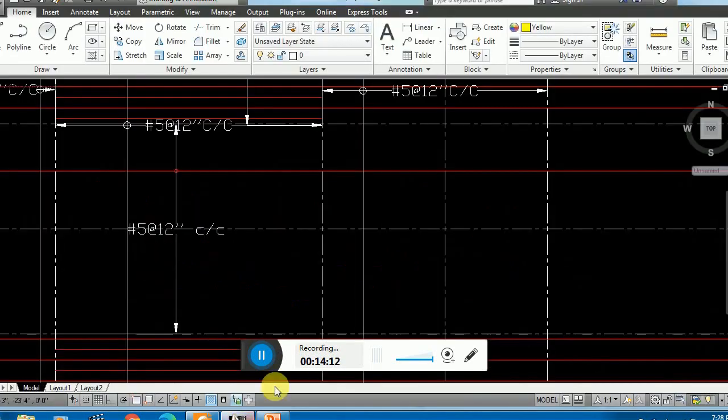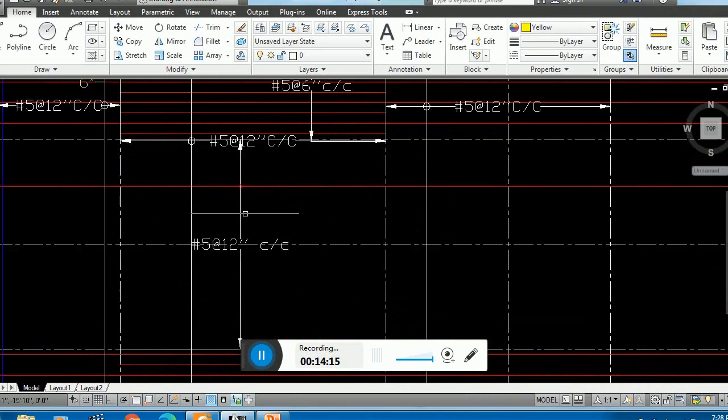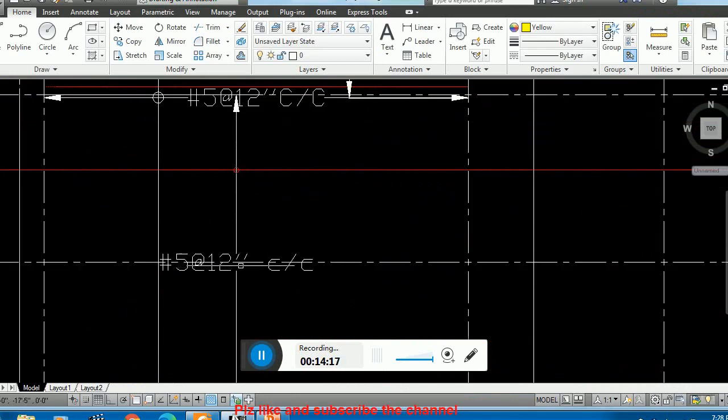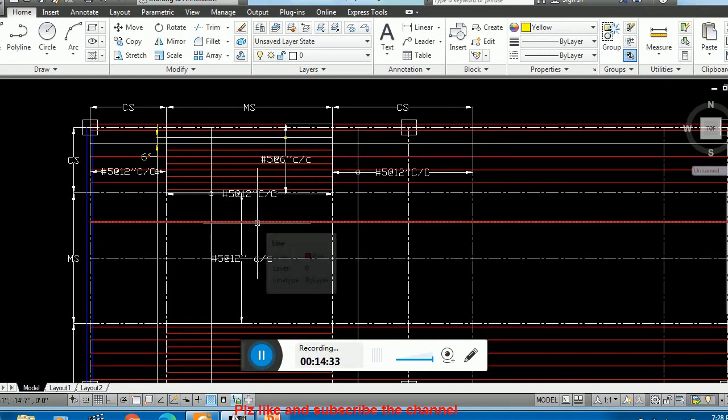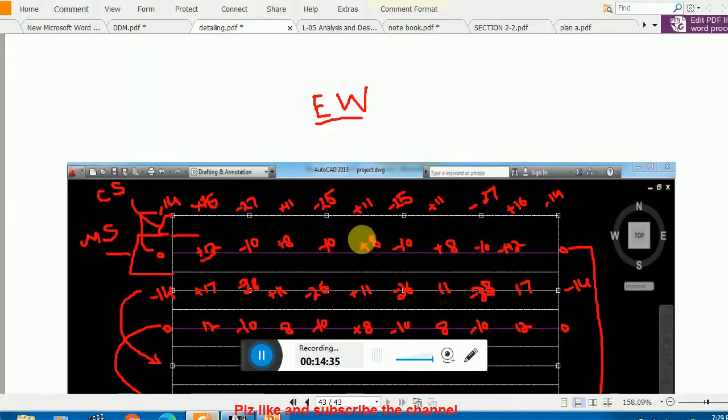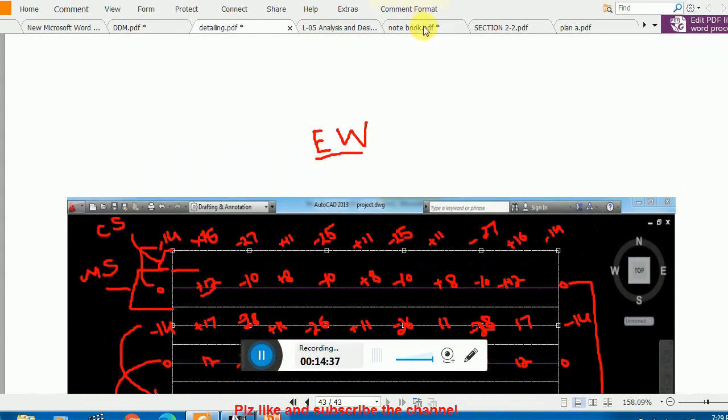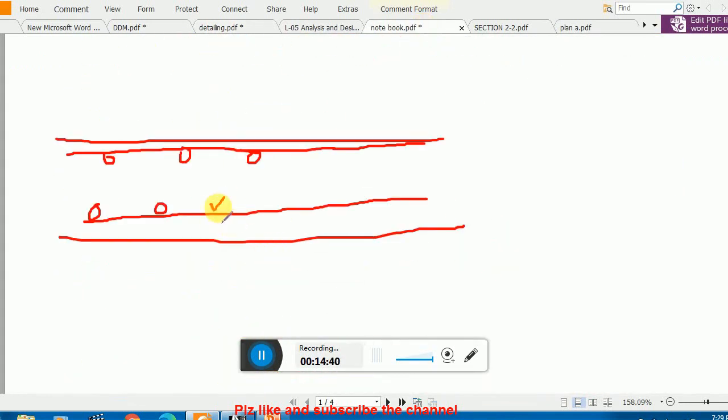Now here what amount of steel I am using, number 5 at the rate of 12 inch center to center. These will be placed in the east-west direction. These bars should be placed in the east-west direction. Okay, one thing is very important, you have to place these bars in the bottom layer. Remember, bottom layer means that here you see this bar is basically now in my east-west direction.